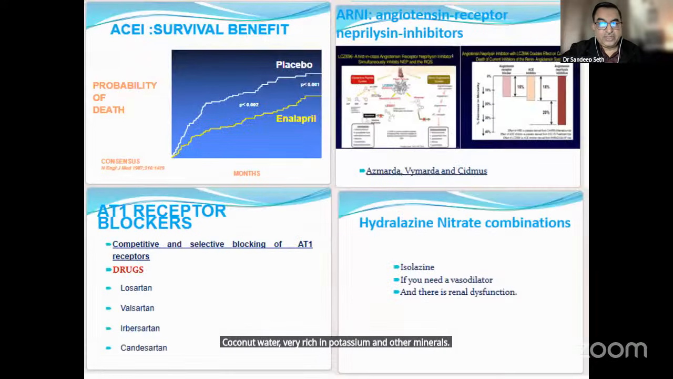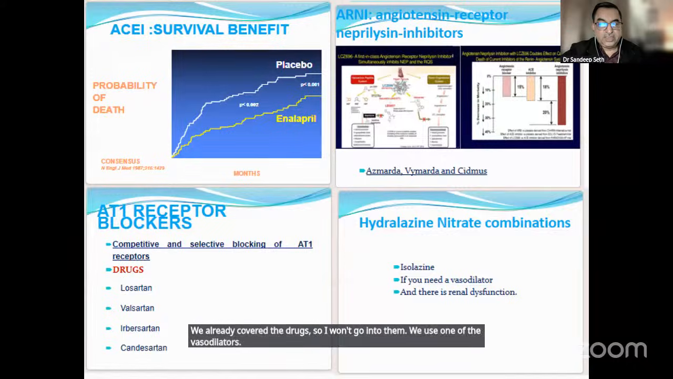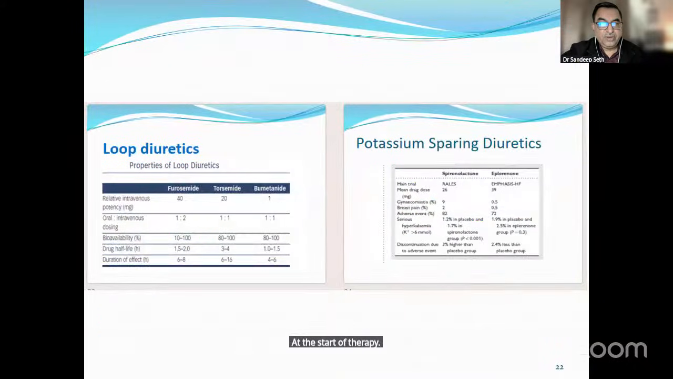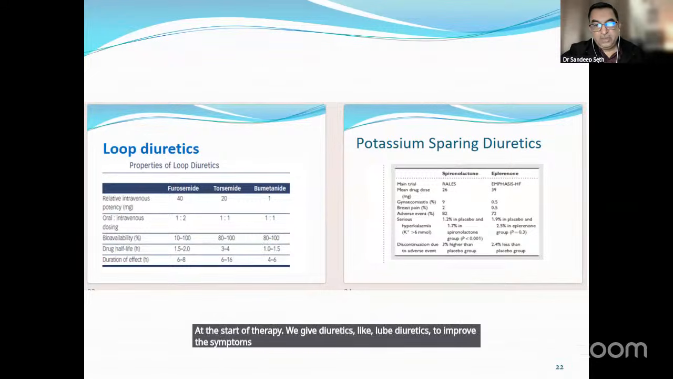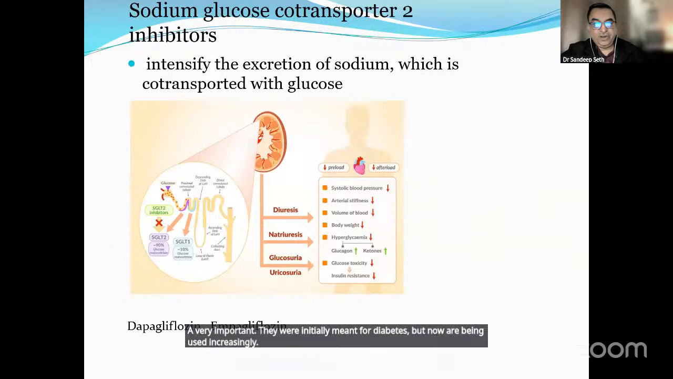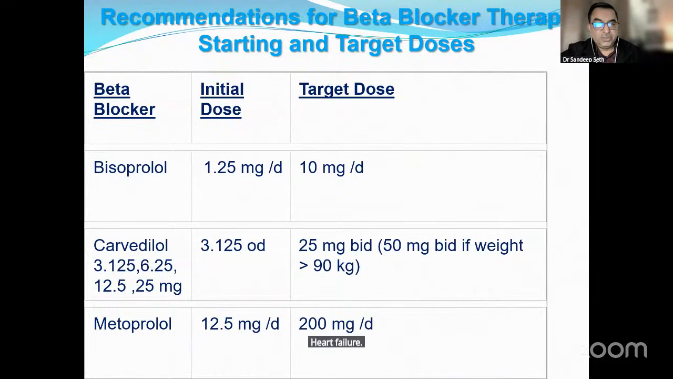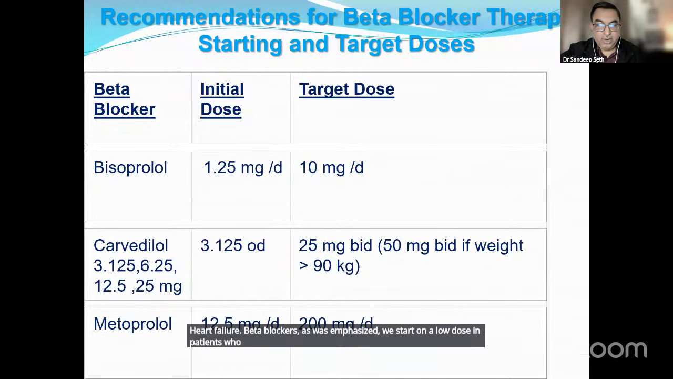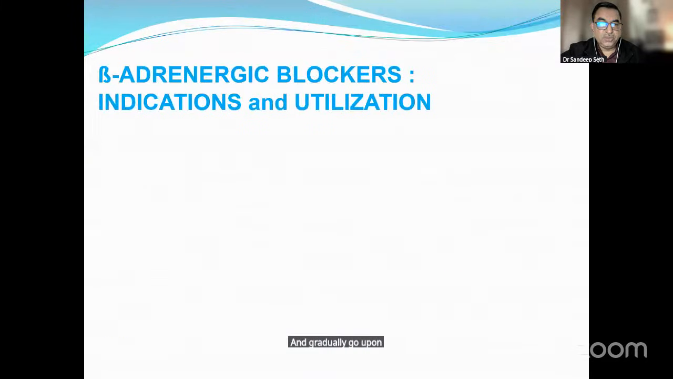We already covered the drugs, so I won't go into them. We use one of the vasodilators as a start of therapy. We give diuretics like loop diuretics to improve the symptoms, and potassium sparing diuretics because they are good for long-term prognosis. SGLT2 inhibitors we just covered are very important. They were initially meant for diabetes, but now are being used increasingly for heart failure. Beta blockers, as was emphasized, we start on a low dose in patients who have stabilized and gradually go up on the doses with each visit.